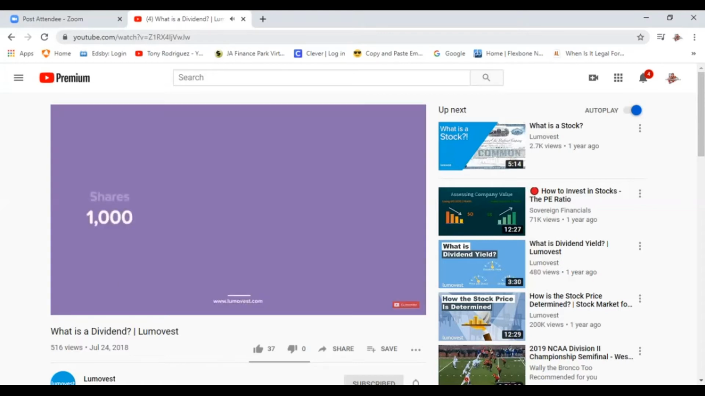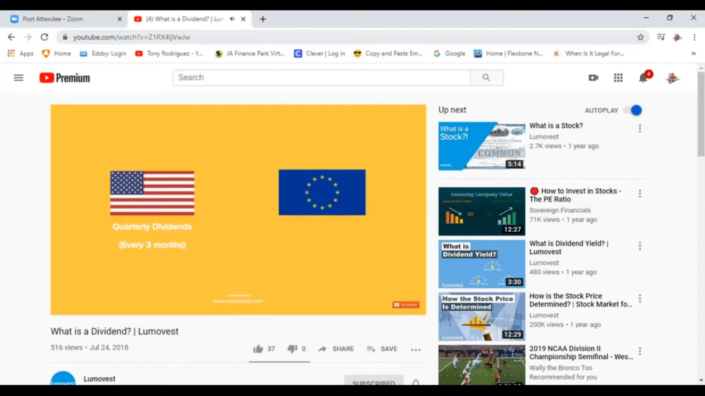So if you own 1,000 shares of a stock that pays $1 per share each quarter, you'll get $1,000 of dividends every 3 months, or $4,000 a year. European companies often pay dividends semi-annually, or twice a year. And sometimes, companies could just lump everything together and make one large dividend payment a year. So that's what a dividend is.